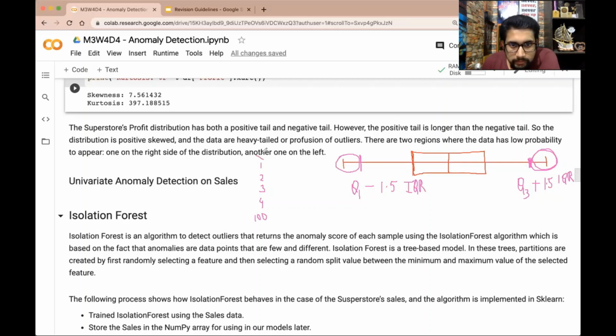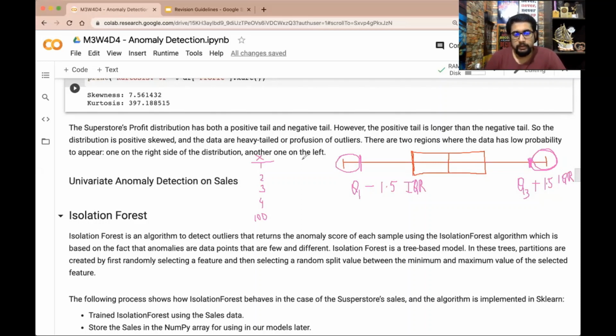So this is my X. Okay, so I have 5 numbers, let's say. So clearly 100 is my anomaly here. I have 1, 2, 3, and 4. So these are my normal numbers, seems like normal. And 100 is clearly my anomaly here.